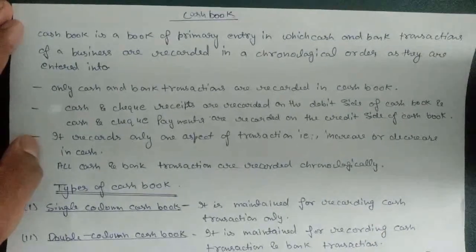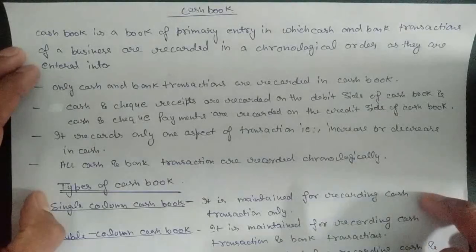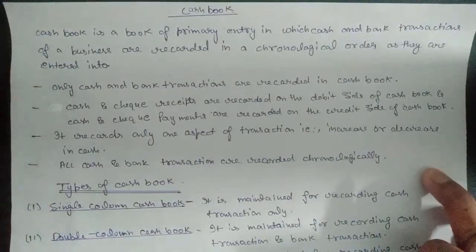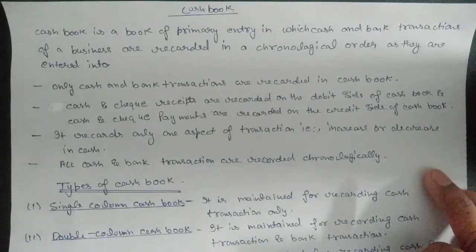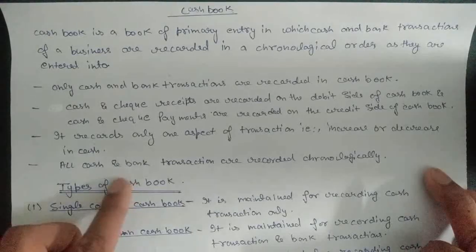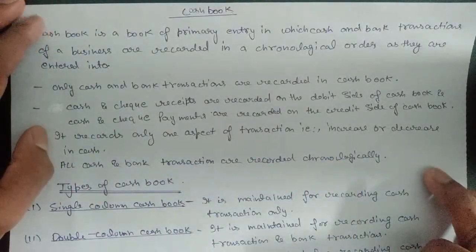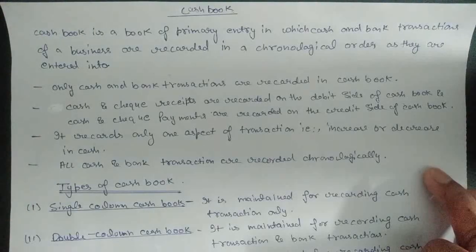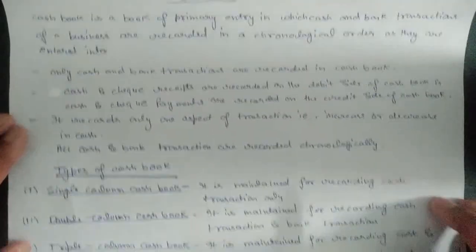If we are selling goods on credit, it will not be recorded in cash book, because cash book is only for cash transactions. For credit transactions we have other books like purchase book, sales book and journal, purchase return, and sales return books. These books are for recording credit transactions, but in case of cash book we record all the cash transactions only and not a single credit transaction. Next, all cash and bank transactions are recorded chronologically, meaning date-wise, as we are recording in journal and in ledger account. We need to follow the same rule in chronological order.